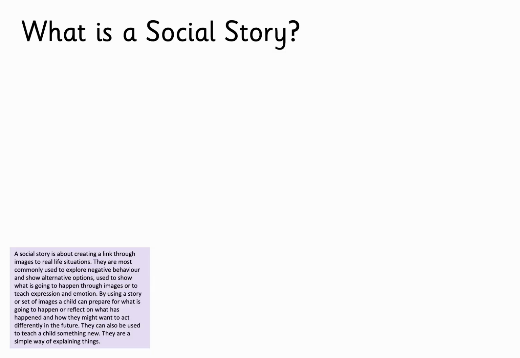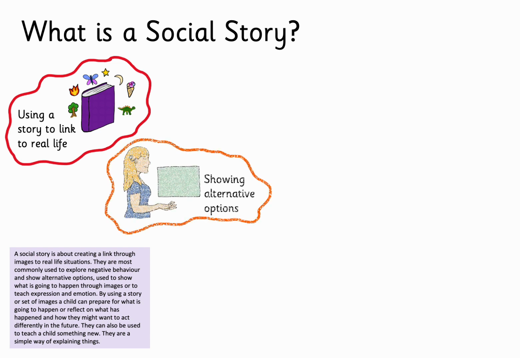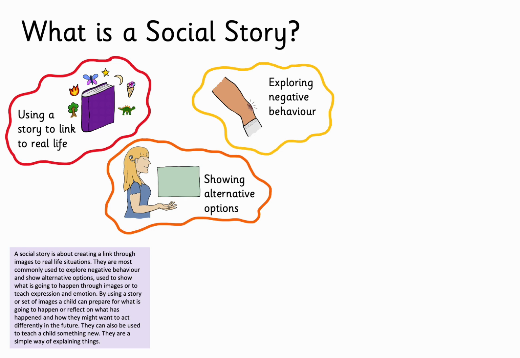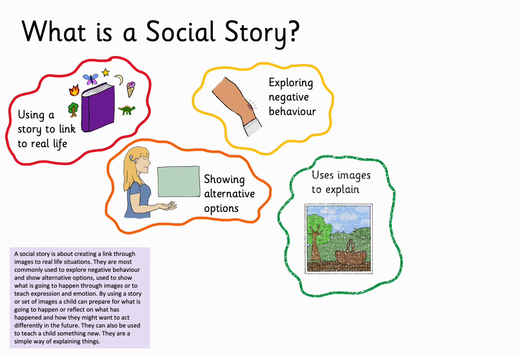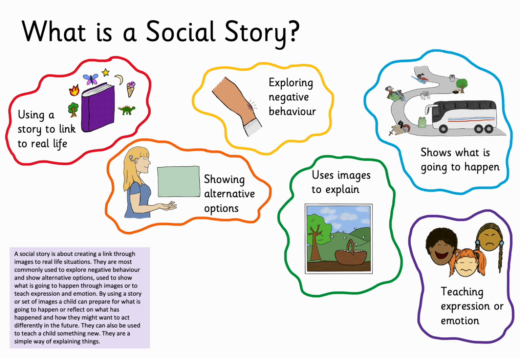A social story is about creating a link through images to real-life situations. They're most commonly used to explore negative behaviour and show alternative options, used to show what is going to happen through images, or to teach expression and emotion. By using a story or set of images, a child can prepare for what is going to happen or reflect on what has happened and how they might want to act differently in the future. They can also be used to teach a child something. They are a simple way of explaining things.